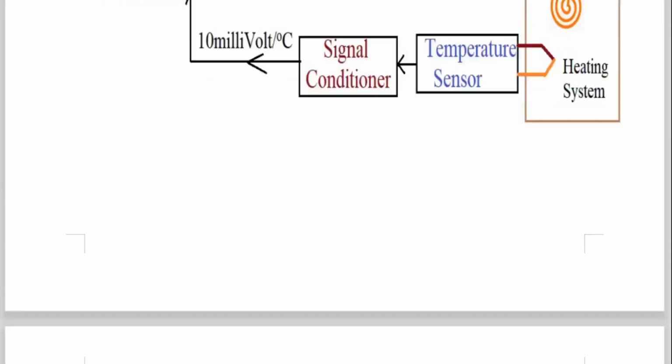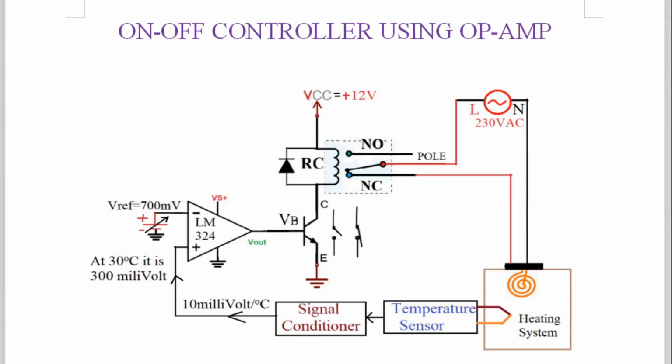Now we'll combine all those blocks and come to the circuit diagram of the on-off controller using op-amp. See here, there is a relay coil, normally open, normally closed, and this relay coil is connected to a plus 12 volt supply. The relay driver is there. The transistor may work as an open switch, or as a closed switch. If the base voltage is high, it will work as a closed switch, and if the base voltage is low, it will work as an open switch.